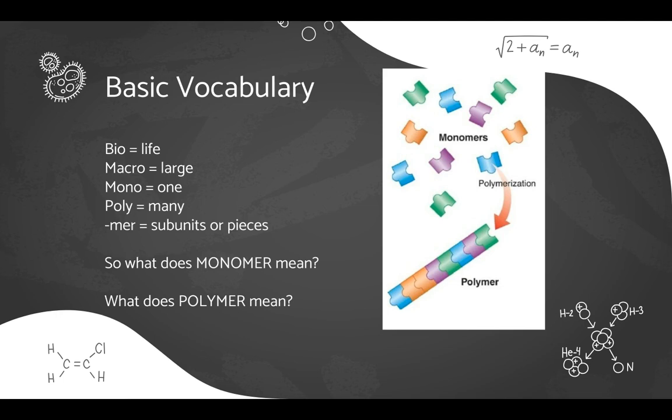So let's put these together. A monomer means one piece. It's a subunit. So what's a polymer? Poly means many. Mer means piece. Many pieces. So you can see in this image here that we have monomers, which are one little tiny individual block, right? Each one of these is a monomer. And when you polymerize them or you put them together, you form a polymer, which means many pieces. So this is a large unit that has lots of monomers in it. So that's how you would use these words.